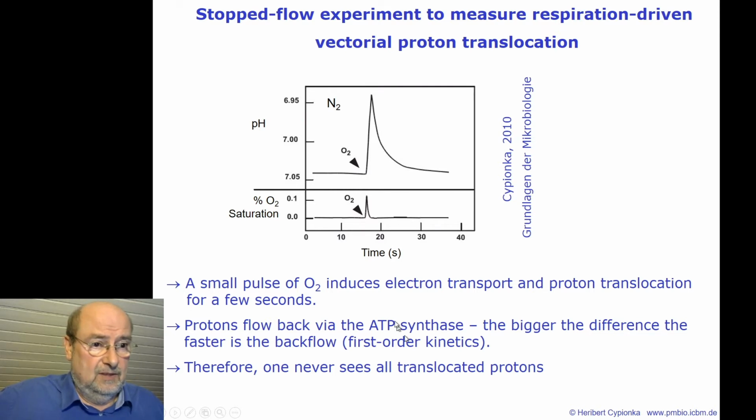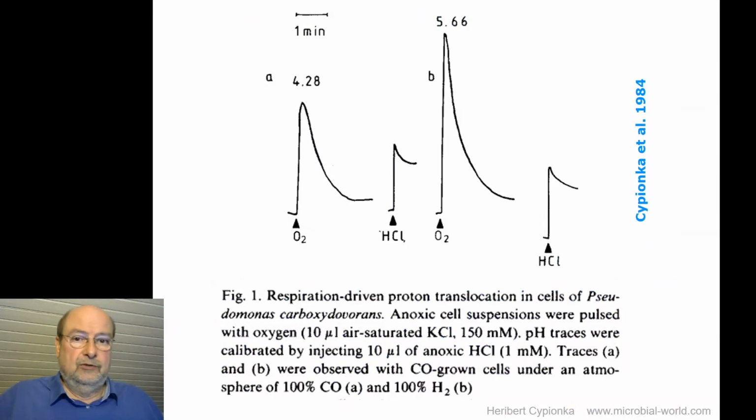And when the difference is the highest, the backflow is the fastest, and that means it probably will be here. And that is difficult to calculate. You have to extrapolate it or do some simulation, as I will explain in a minute. So these are my very first published results on proton translocation.